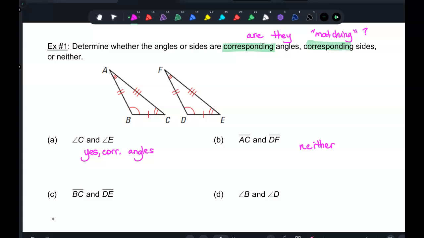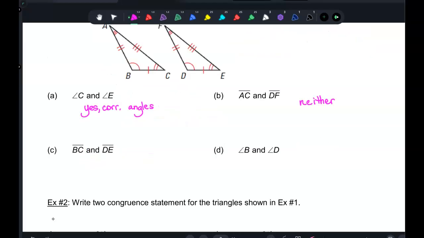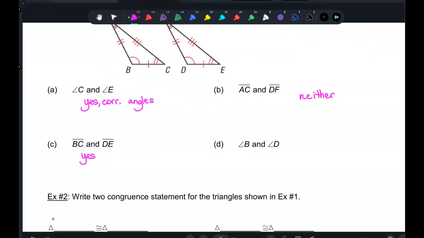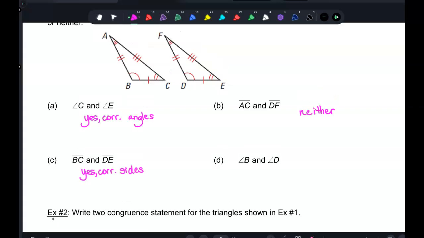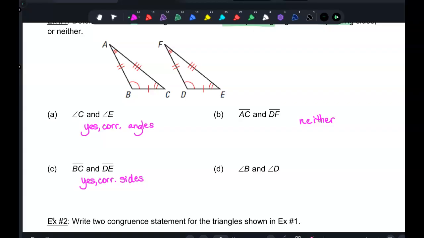Okay, so the next one we said yes. Let's see, BC and DE. Yes, these are corresponding. So then BC would also be. B and D, these are also yes, and these are corresponding angles. Good.